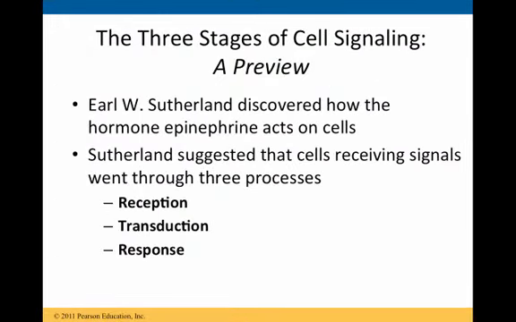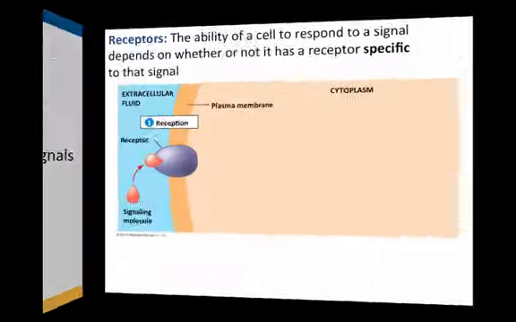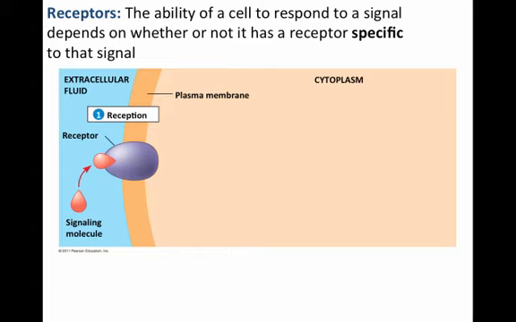Now, there are three stages of cell signaling, and I have alluded to those throughout the beginning of this lecture. And these three stages were discovered by Earl Sutherland. At least he was given credit for discovering how epinephrine acts on cells. And he suggested that cells receiving signals went through three processes: reception, transduction, and response. Now, what are receptors and what's reception? What's that first step?